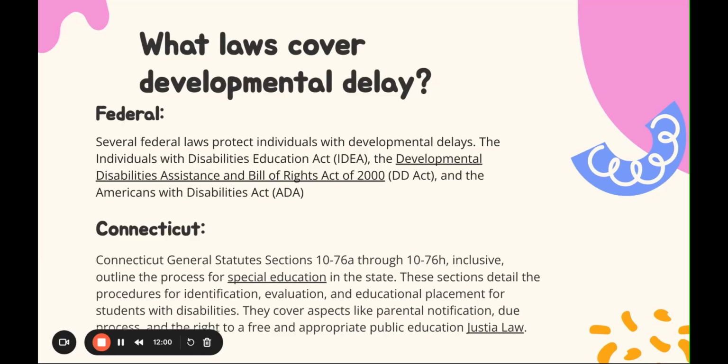And in Connecticut, the sections listed above detail the procedures for identification, evaluation, and educational placement for students with disabilities. They cover acts like parental notification, due process, and the right to a free and appropriate public school education.